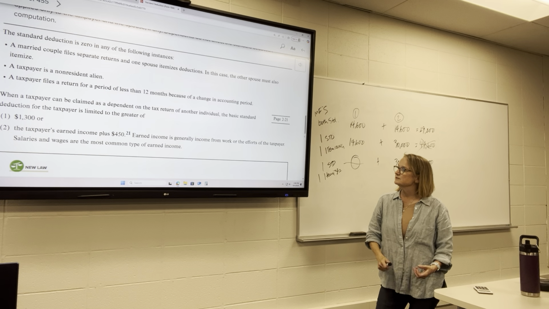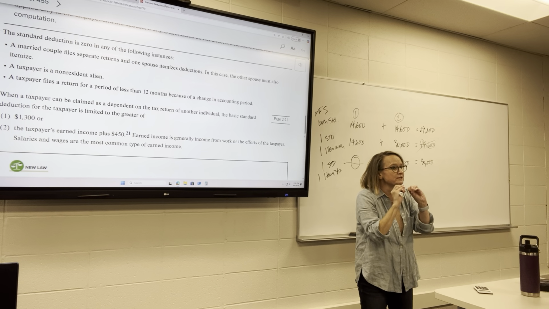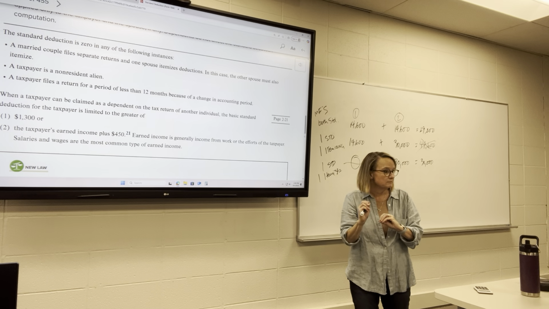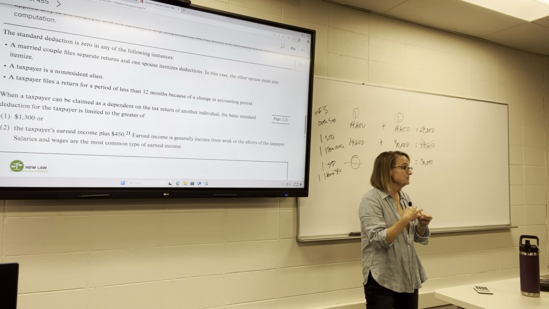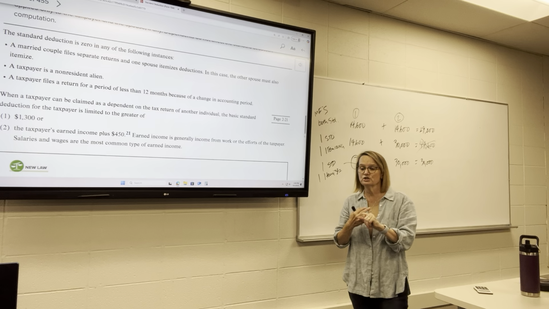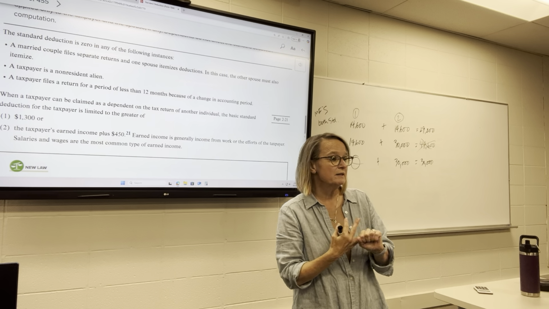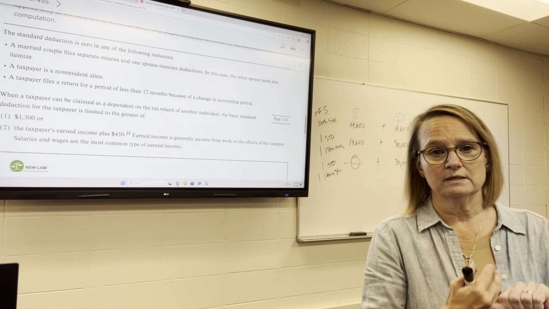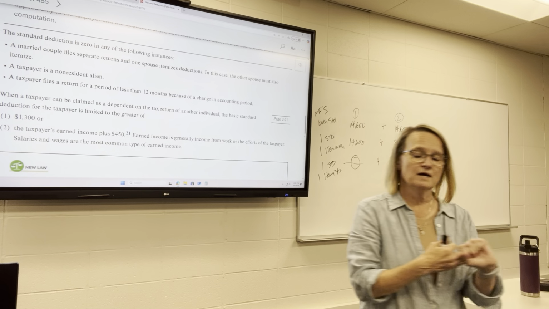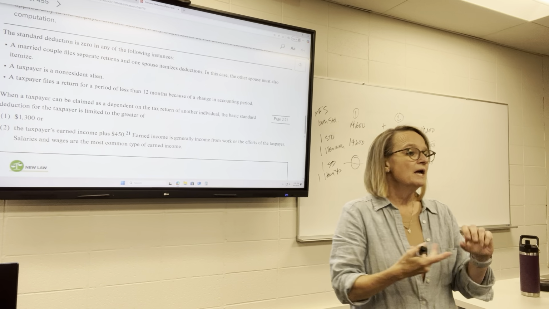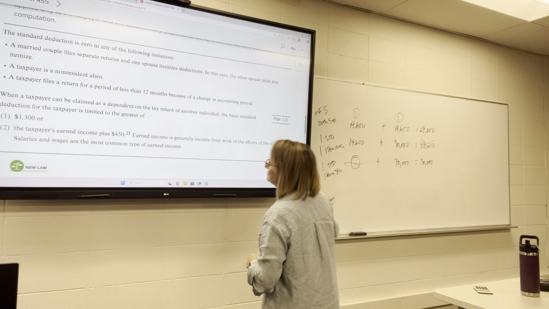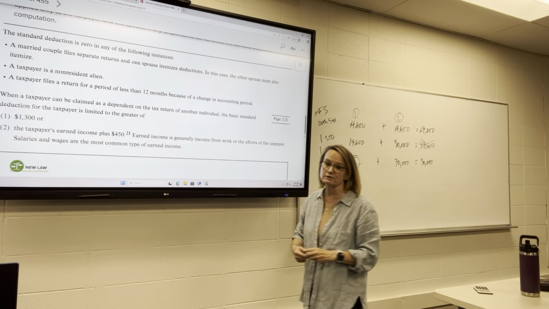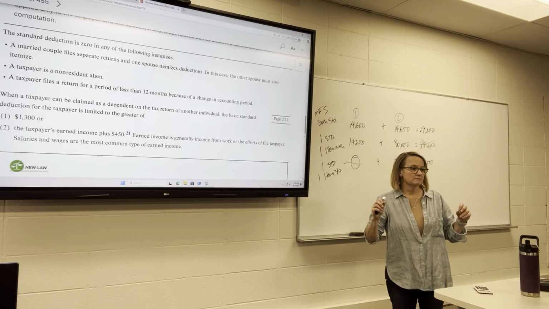So earned income is, if it was subject to Social Security and Medicare tax, it's earned income. That could be self-employment income. Usually it's wages. Anything that shows up on a W-2 is going to be earned income. Interest income is not earned income. That's passive income. You didn't work for it. The money worked for you rather than you working for the money. Dividend income as well is passive income. That's not earned income. Anything that you earned through your efforts is earned income. So what you would do is take the earned income plus $450, and that's your standard deduction.